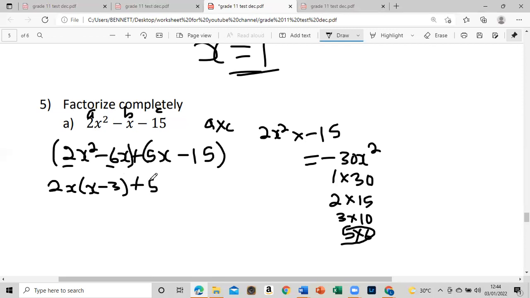5 is the highest number that can go into 5 and 15. 5 into 15 is 3. So our answer is x minus 3 and 2x plus 5.